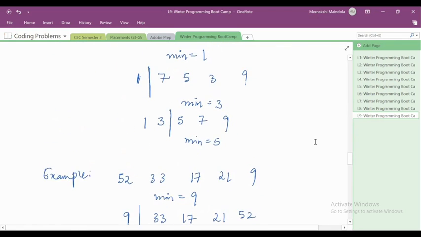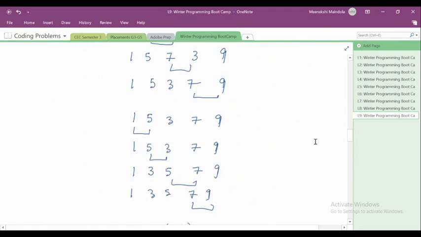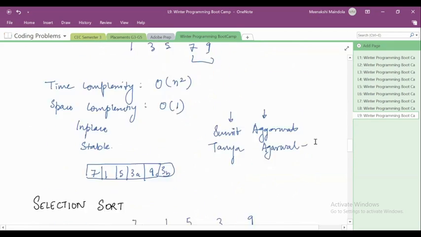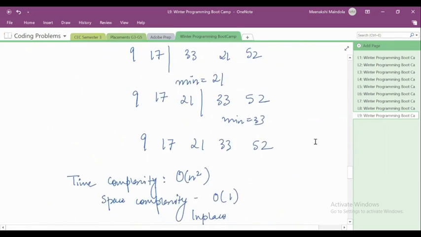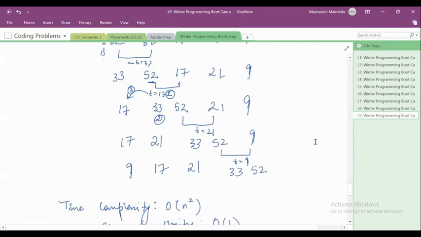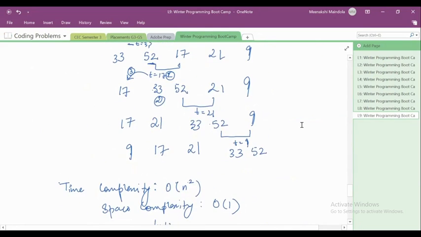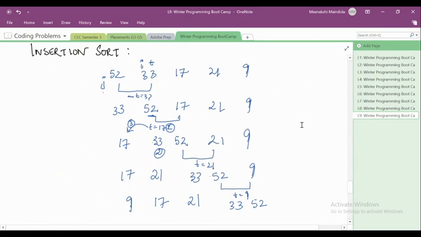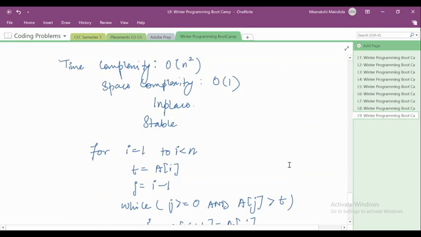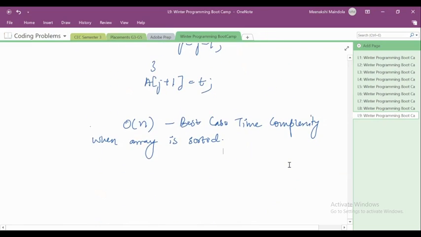So for your homework, you have to implement bubble sort, selection sort, and insertion sort yourself. Write down the code and see if it is working properly. We have already looked at the code for insertion sort. And if there are any other queries, then you can post them in the group.